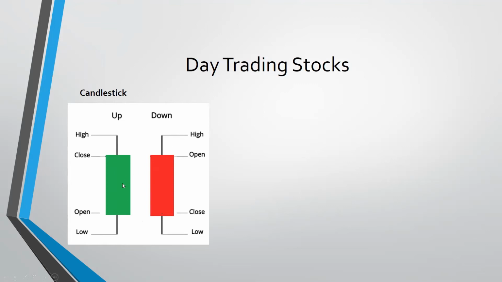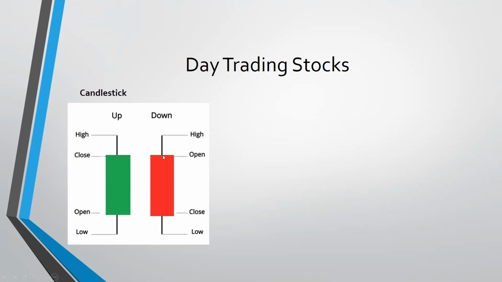So in a green candlestick, it suggests that the price of the asset is increasing. So this is the open price, this is the closing price. The price of the stock closed at a higher price than what it opened at. So this is a green candlestick right here. In a red candlestick, it suggests the price of the asset is going down. This was the open price. This was the closing price. The price of the stock closed at a lower price than what it opened at. This is the red candlestick. This suggests prices are going down.